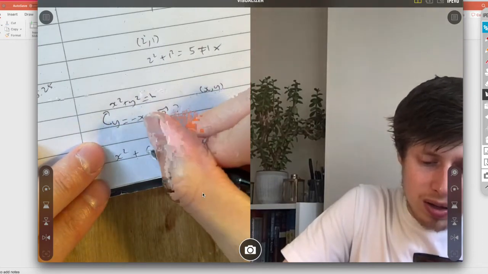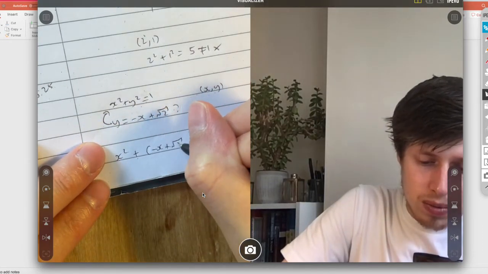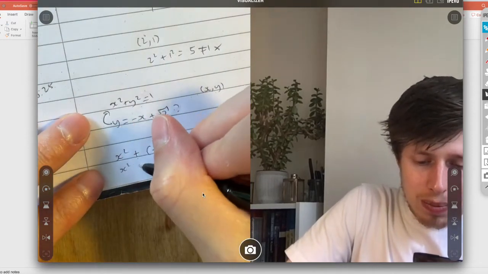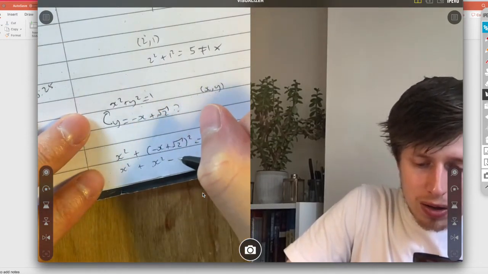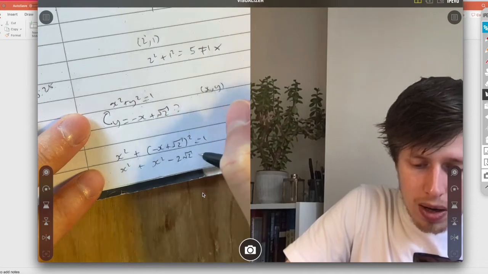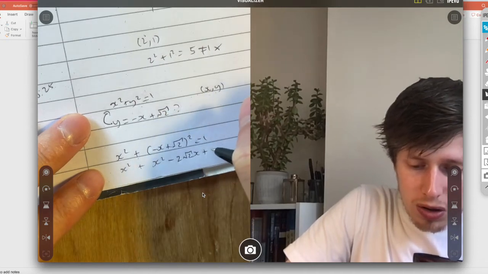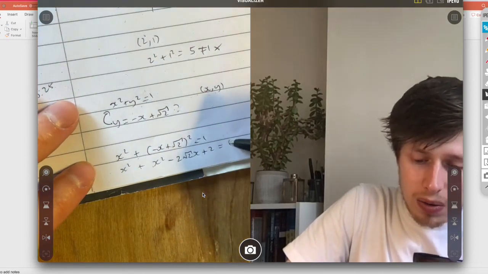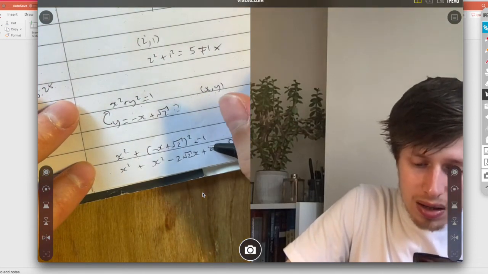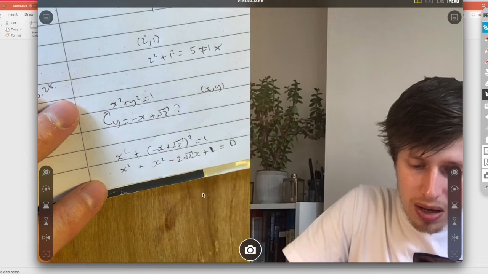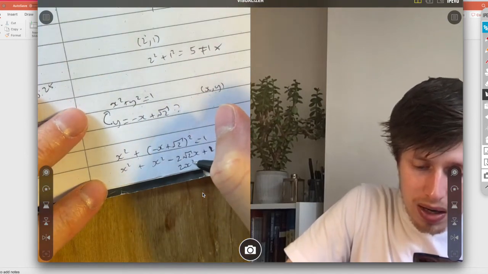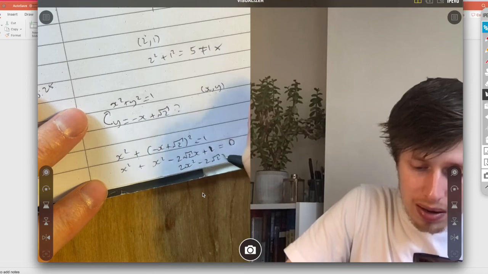x squared plus (minus x plus root 2) squared equals 1. Now I'm going to get x squared plus x squared minus 2 root 2 x plus 2 equals 1. I'm not going to explain how I got that. I'm going to take away 1 from both sides, which gives me this equation, and then let's tidy it up: 2x squared minus 2 root 2 x plus 1 equals 0.